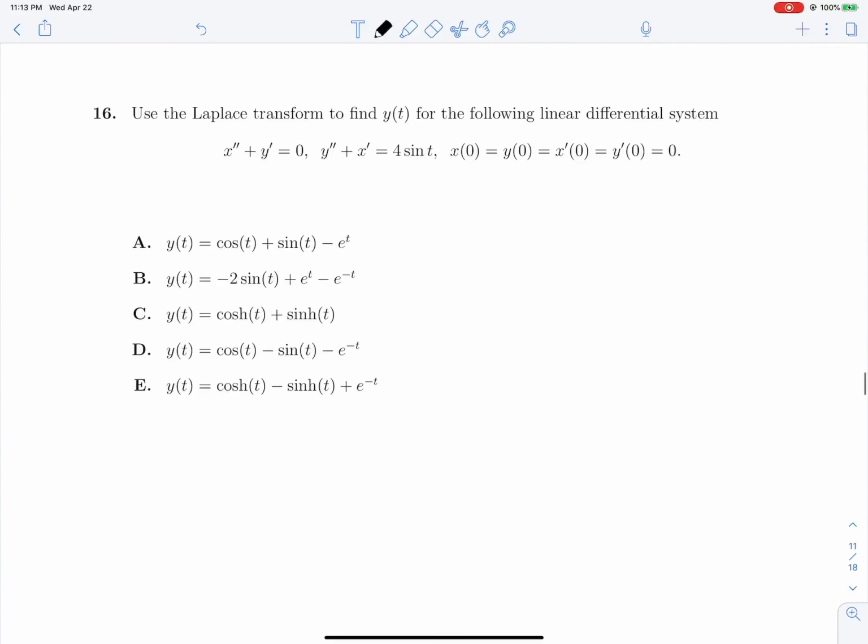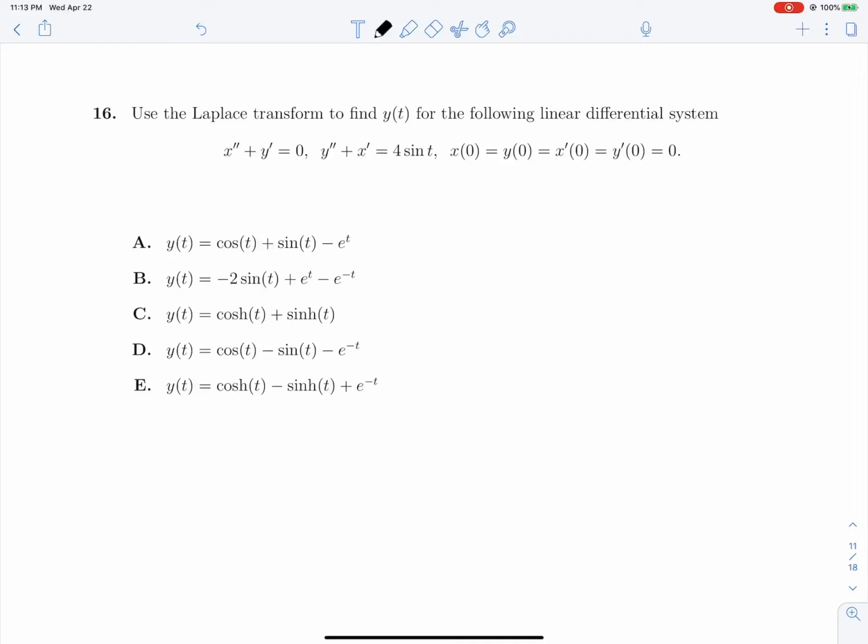Let's use the Laplace transform to find y of t for this. Reading this during my actual exam attempt was the scariest thing in the world, and this is a completely terrible, awful question to actually run through.